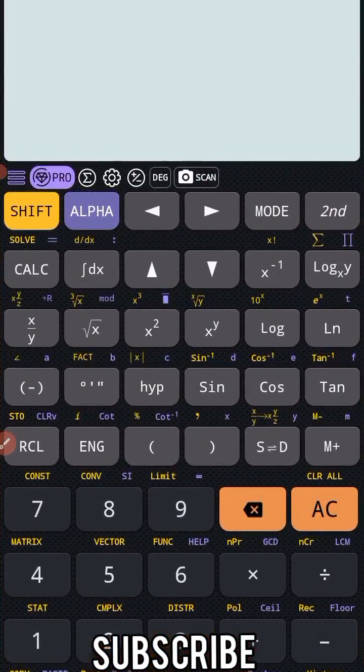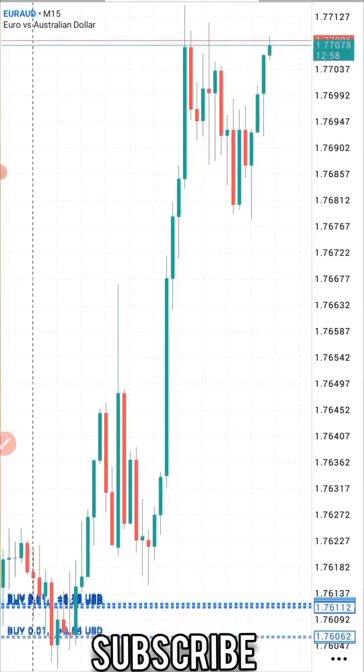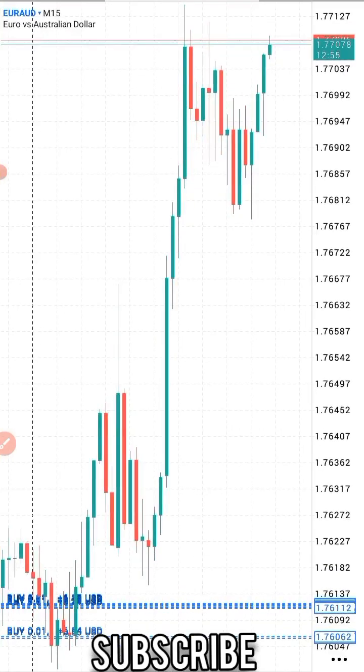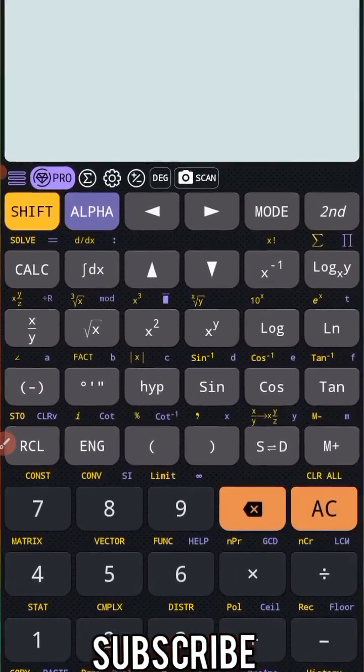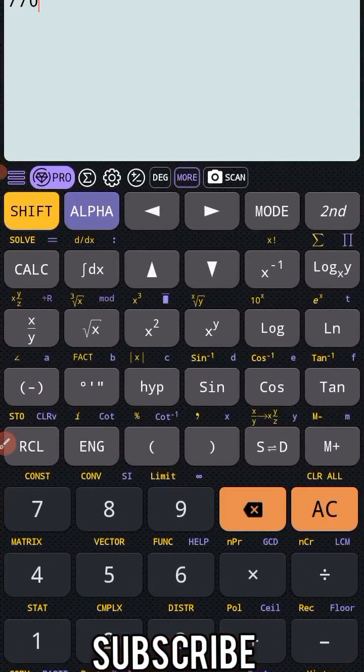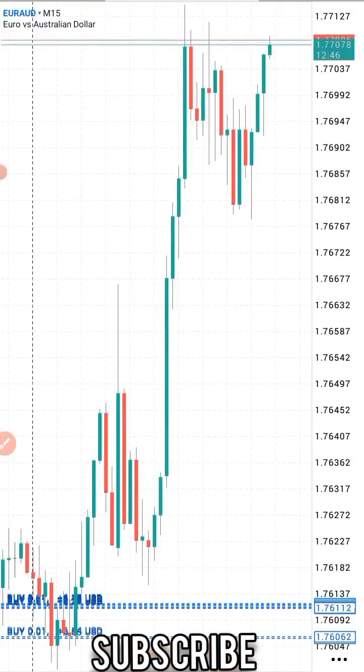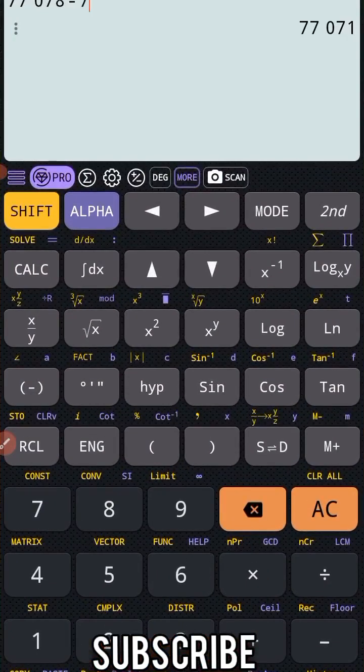Trying to get it. So you see, I made a mistake and cancelled it. 77078 minus 76062. Now that's 1016 pips. Now, if you buy the pair, you are actually buying euro and selling what?